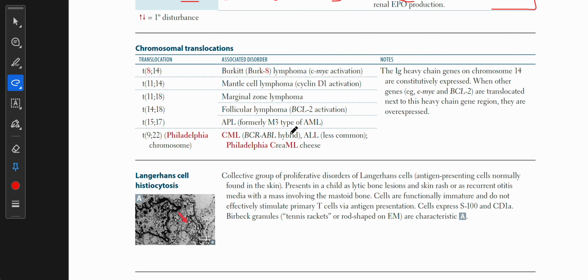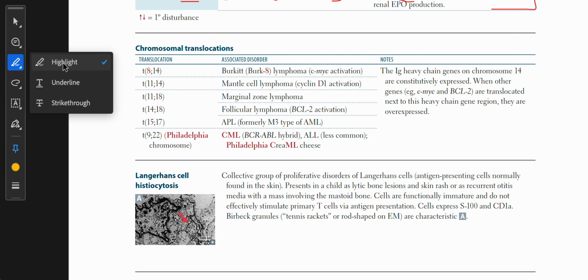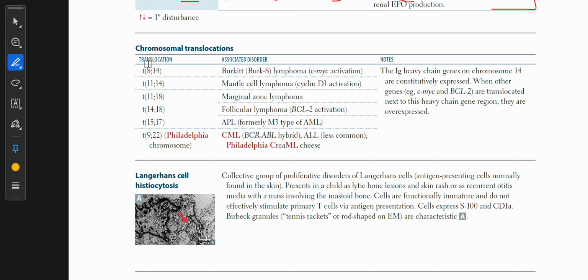Out of all chromosomal translocations, these are very high yield, and you have to remember each of these chromosomal translocations without a single doubt. So translocation 8 to 14 occurs in Burkitt lymphoma, MYC mutation. The way to remember is translocation 8 to 14, so 8 can be pronounced as 'ate'. So this is Burkitt lymphoma. Chromosomal translocation 8 to 14 in Burkitt lymphoma.